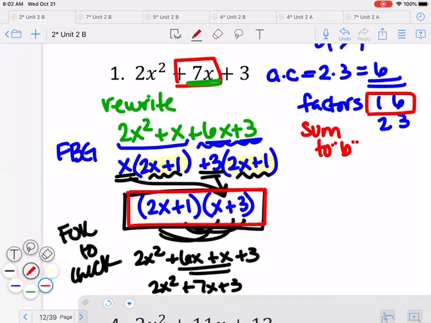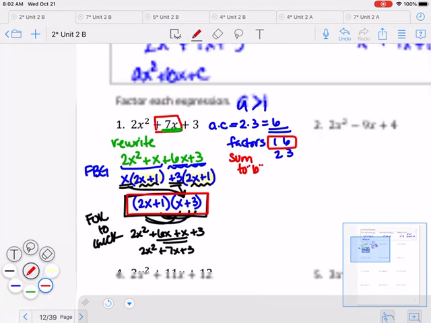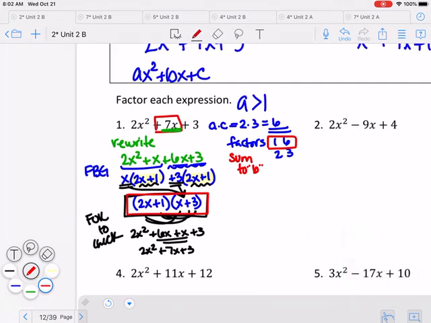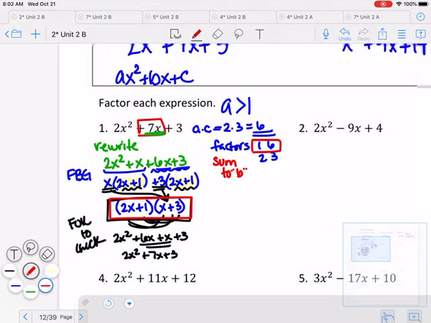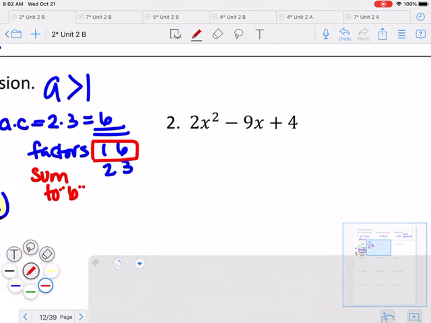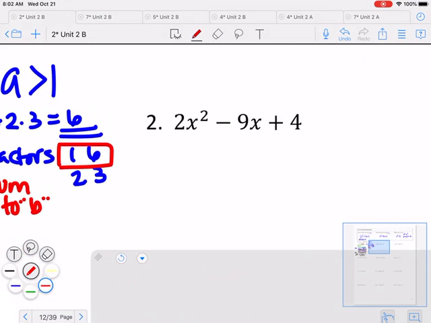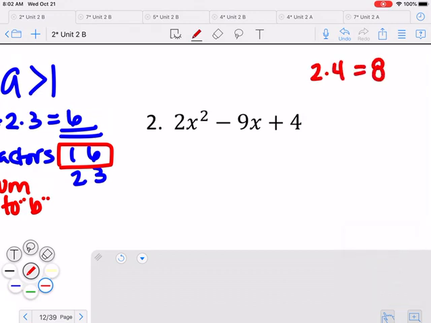These go a little faster when I don't have to explain every step like that and write it all down. So I'll do a couple more, and then I'll want you to practice a couple. 2 times 4 is 8.